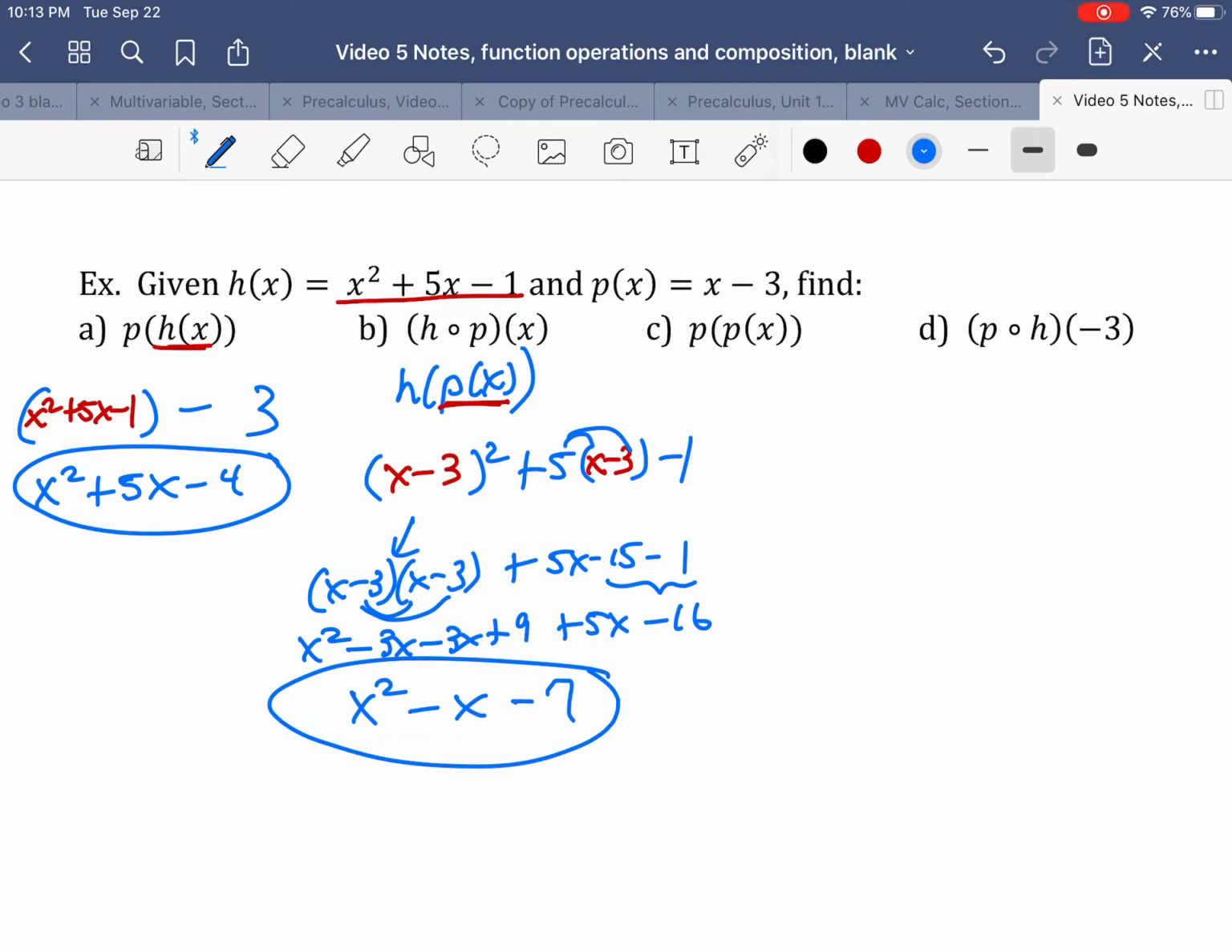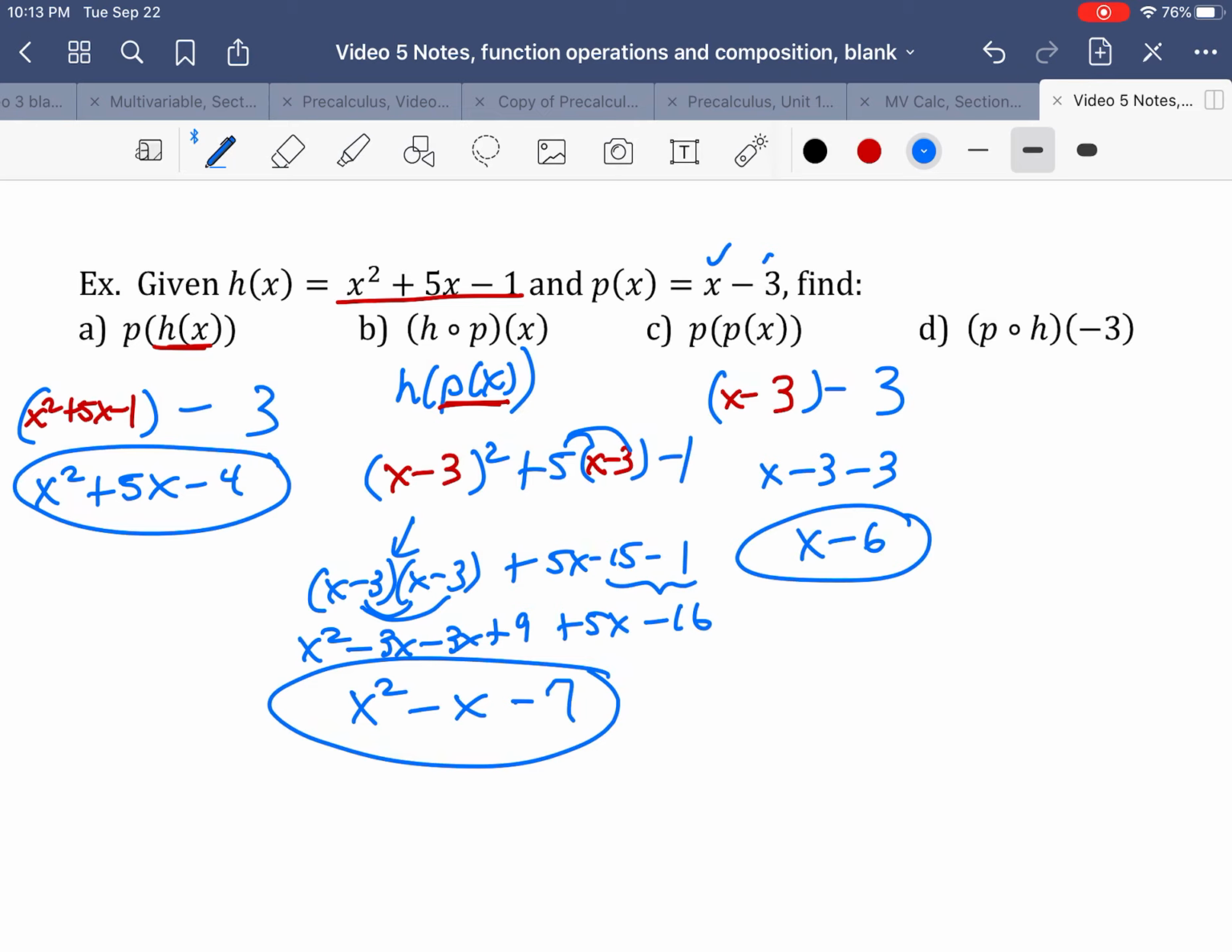All right, so this is kind of weird. Letter C says p of p of x. So that means I have to plug p into itself. So p of x says to do something minus 3. So something minus 3. So then I plug that back into itself. So I put something minus 3 back into something minus 3. And then I go ahead and simplify. So I basically get x minus 3 minus 3. So that turns into x minus 6. So you don't often do that, but you know, it's just a thing.